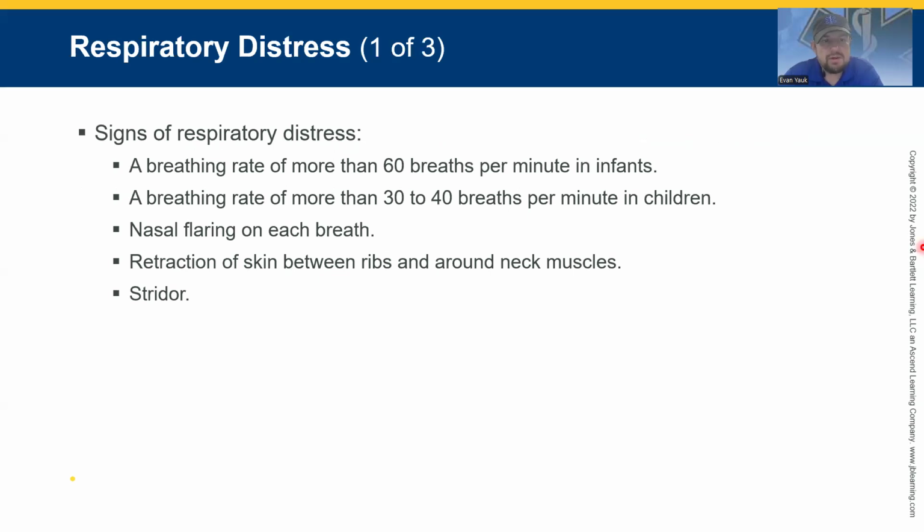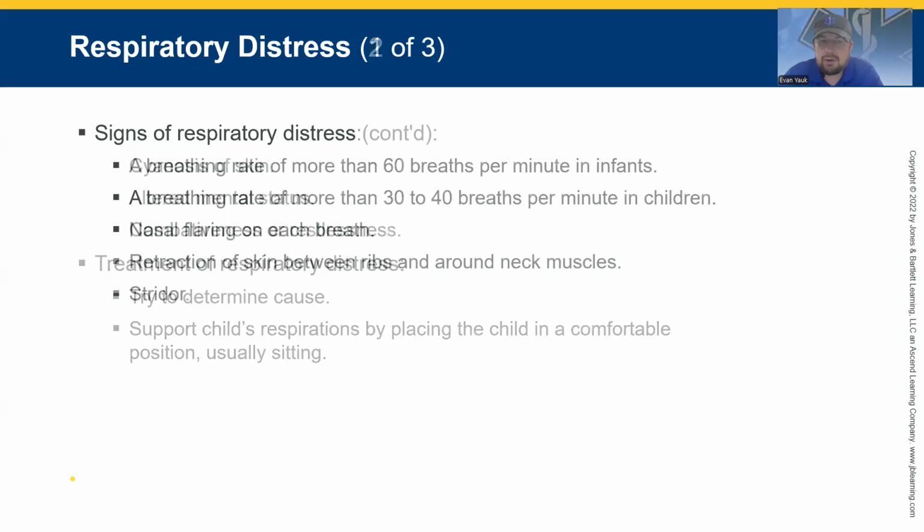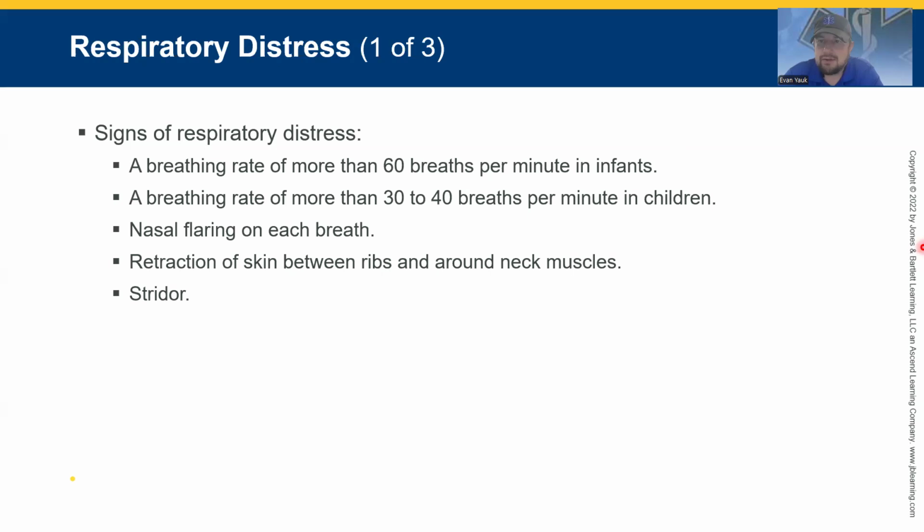Signs of respiratory distress: a breathing rate of more than 60 breaths per minute in an infant, and more than 30 to 40 breaths per minute in a child. We are going to see nasal flaring on each breath, retractions of the skin between the ribs and around the neck muscles, and stridor. If you don't know your lung sounds, get on YouTube and go listen to lung sounds.